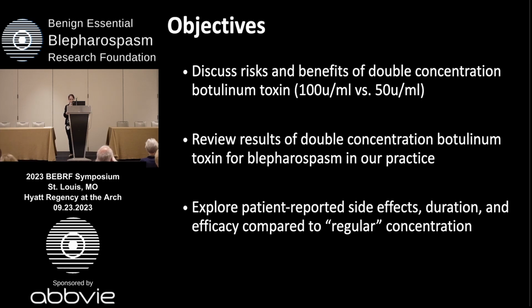The objectives of my talk are to discuss the risks and benefits of using what we call double concentration botulinum toxin. In our practice, that means using 100 units of Botox per every milliliter of saline that it's mixed with, versus what we've been defining as regular concentration, which has been 50 units per every milliliter. We're going to review some preliminary results of the use of double concentration Botox for blepharospasm in our practice, and we'll explore some of the patient-reported side effects, duration, and efficacy compared to quote-unquote regular concentration.